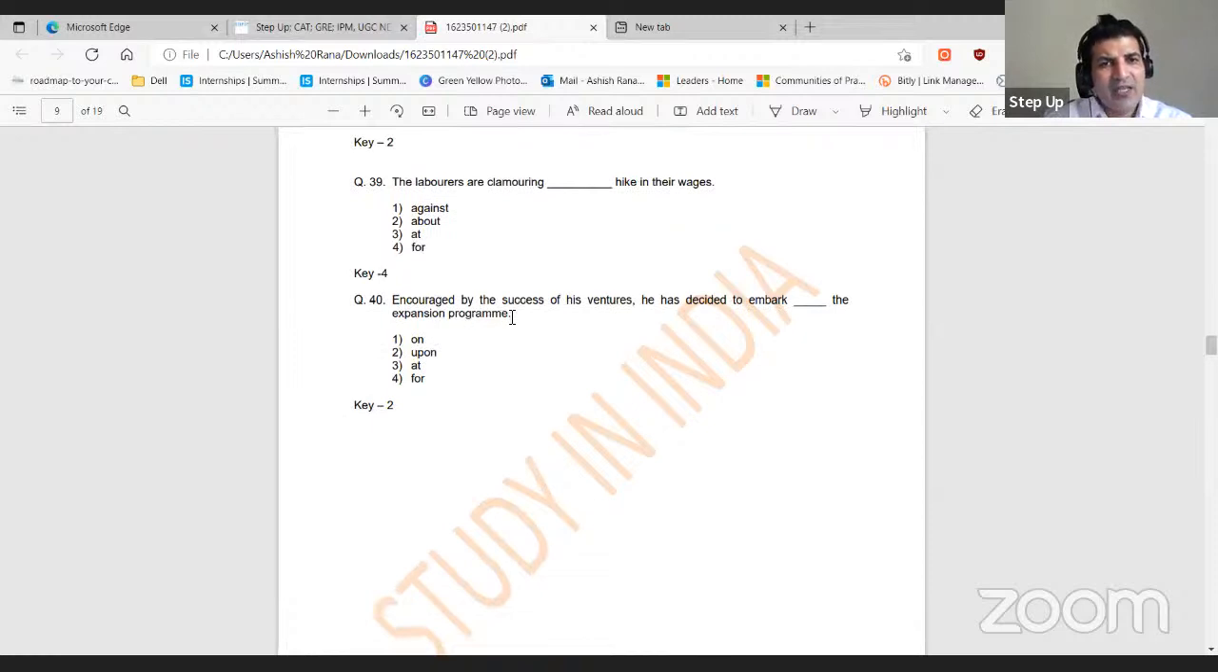40th, encouraged by the success of his ventures, he has decided to embark, meaning start, upon the expansion program. Meaning he wants to scale up the program now because he's become successful. So let's say you started a restaurant or a coffee shop, and suddenly it is very popular. What you want to do is embark upon an expansion program. You want to expand your business.